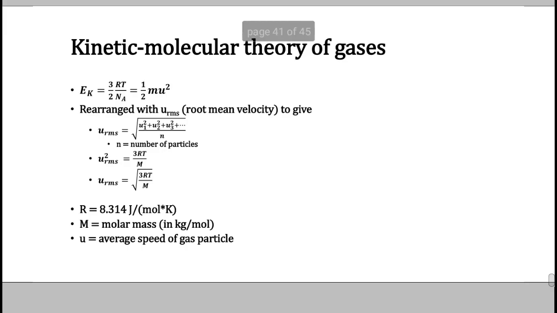So let's go ahead and look at a mathematical expression for the kinetic molecular theory of gases. Okay, so here's our expression. And this E sub k, that's the kinetic energy.